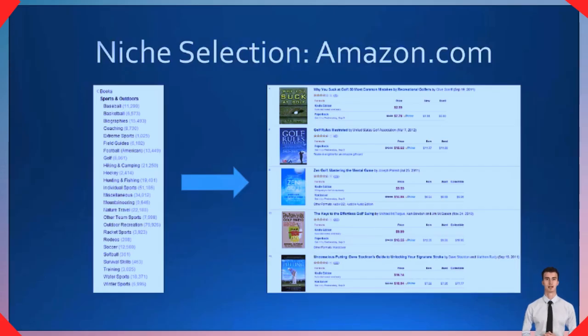We're going to look at the sports and outdoor niche on Amazon again and take a look at the golf category. And what you're going to see here is some different products. So here's an example, Why You Suck at Golf, 50 Most Common Mistakes by Recreational Golfers. And that is a really good book. It's going to help people that are running into issues with their golf game. Everything from mastering the mental game of golf.